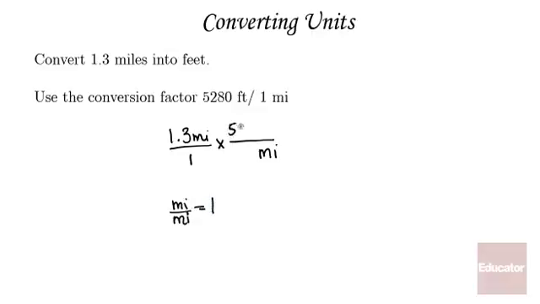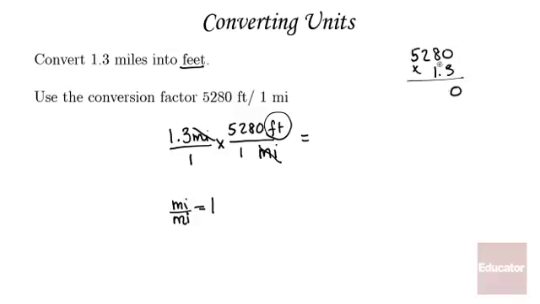And if I put 5,280 feet on top, when the miles and miles cancel, I'm going to be left with feet, which is what I'm looking for here. So across the top, I'm going to do 1.3 times 5,280. Let's do that over here.